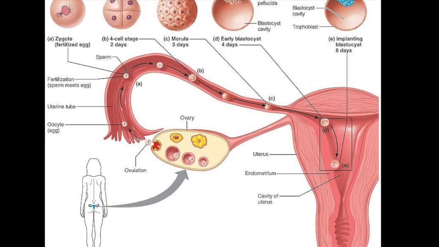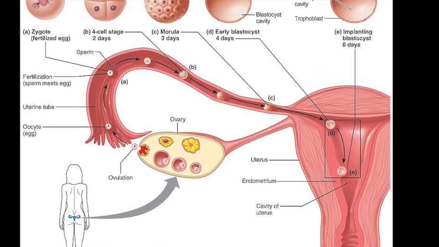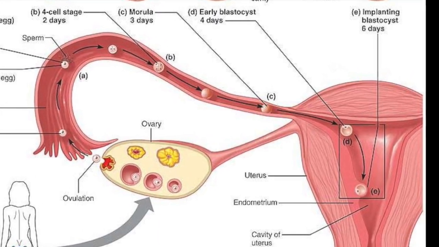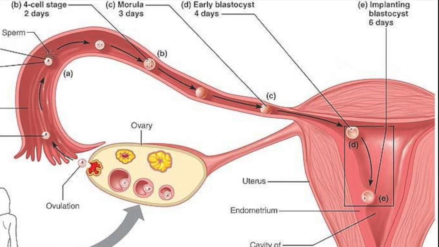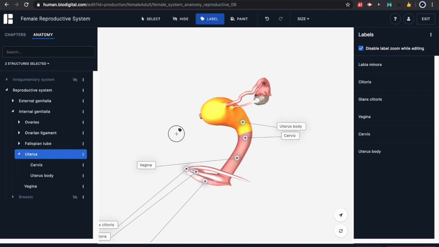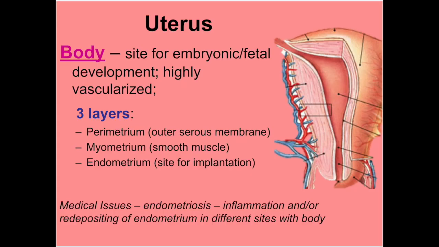In fact, the timing of fertilization is so critical that if the sperm does not fertilize that egg post-ovulation within a day or two, there's a good chance that that egg will be eliminated during a menstrual cycle. Once fertilization takes place, that fertilized egg is going to need to implant itself into the uterus where it will continue its development. The body of the uterus sits just above the cervix. The body of the uterus is the site for embryonic and fetal development. It is highly vascularized, which means that it has a lot of blood vessels to provide nutrients not only for the organ but for the growing fetus.